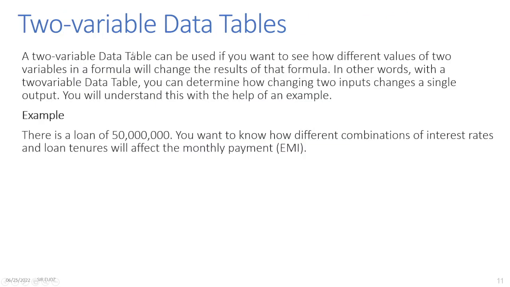So next, let's proceed with the two variable data tables. A two variable data table can be used if you want to see how different values of two variables in a formula will change the results of that formula. In other words, with a two variable data table, you can determine how changing two input variables changes a single output. You will understand this with the help of an example. So in our example, there is a loan of 50 million. You want to know how different combinations of interest rates and loan tenures will affect the monthly payment EMI.